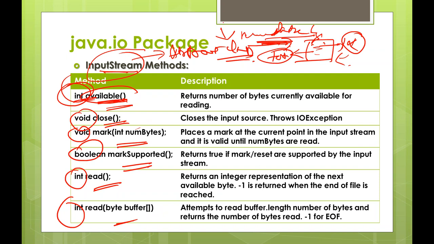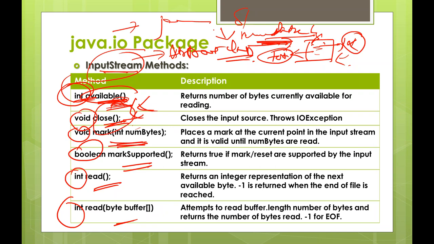Once you open a stream, it is mandatory to close it. Otherwise memory will be wasted. Till the garbage collection collects these unused objects, that memory will be used and it will be a waste. So you have to close it. Once you open it, better to close it. Once all the operations are done, then you can close it.